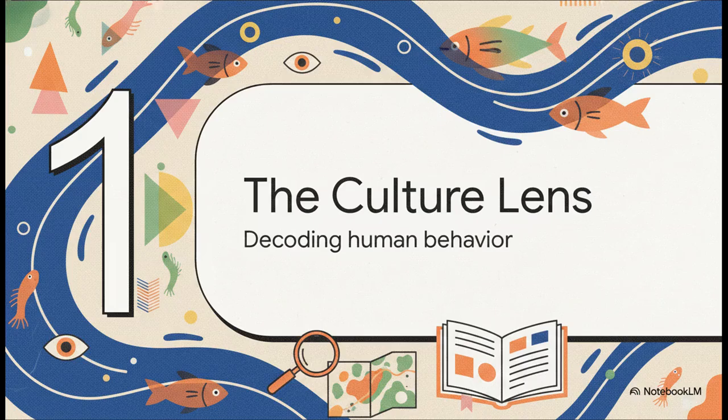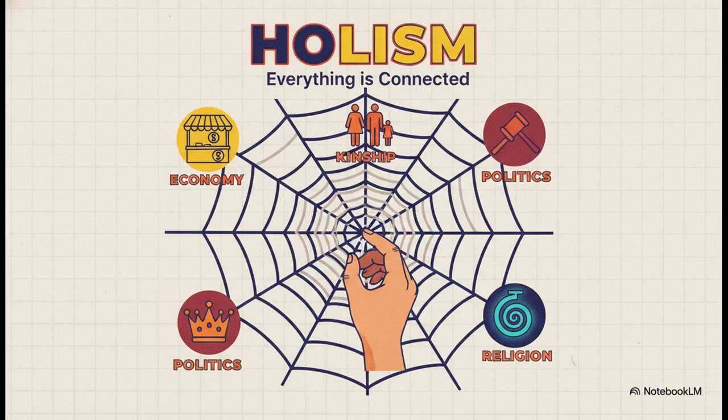All right, part 1. Let's look through the culture lens and start decoding some human behavior. Let's start our fieldwork with chapters 1 and 2, defining the very water our cultural subject swims in. The absolute core concept you need here is holism. On your exam, describe holism using the analogy of a spider web.